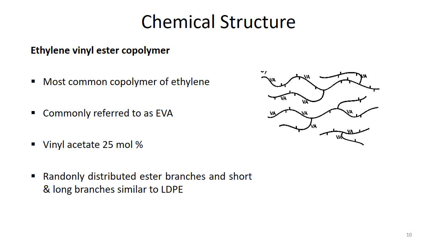This family of copolymer is commercially available, containing vinyl acetate concentration up to approximately 25 mole percent. It means the copolymer ratio is larger, greater than in the linear low density polyethylenes or very low density polyethylenes. In addition to randomly distributed ester branches, these resins also contain short and long branches that are characteristics of low density polyethylene.